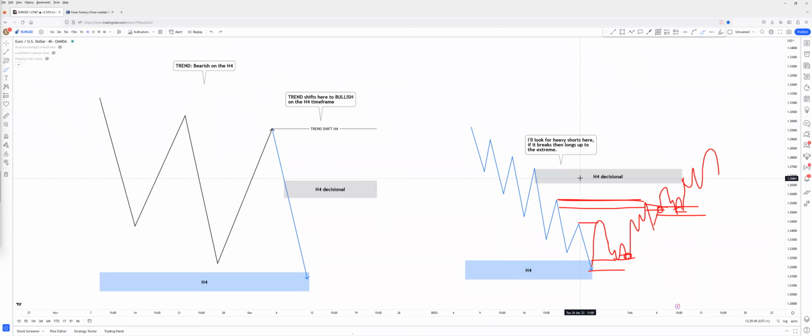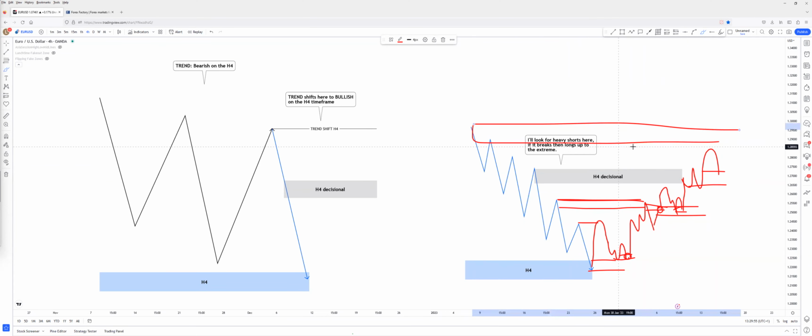term. If this decisional breaks, it means that we will prioritize long trades. We will prioritize these long trades on the short term. We are going to target the extreme right here. We are going to target the extreme with our long trades.